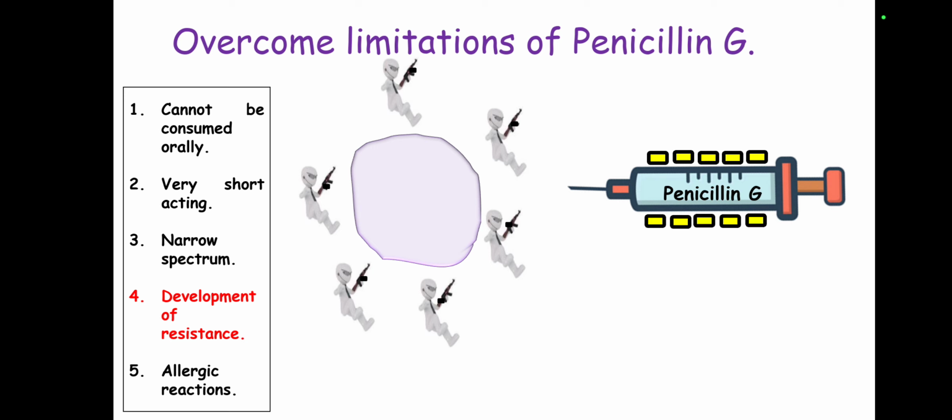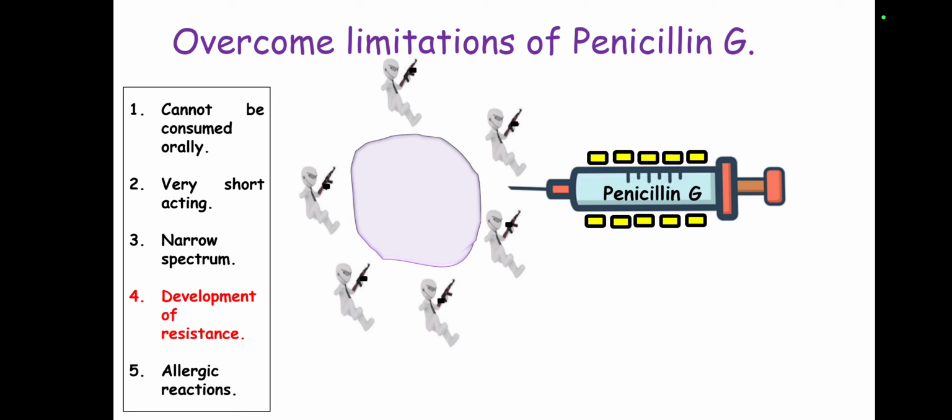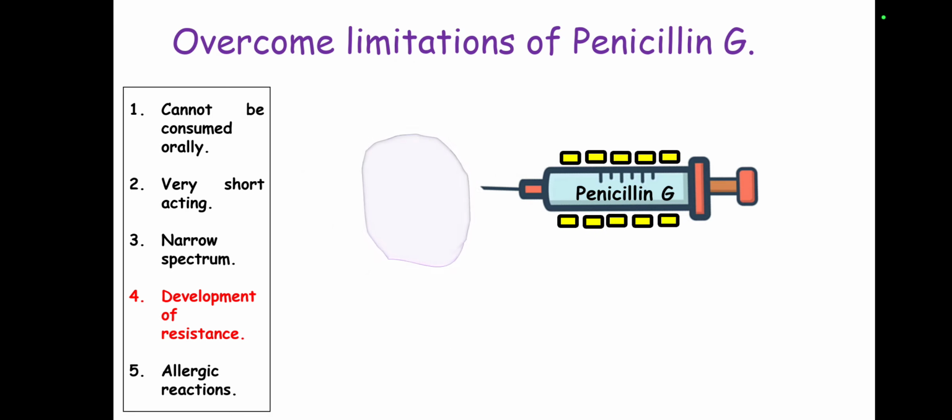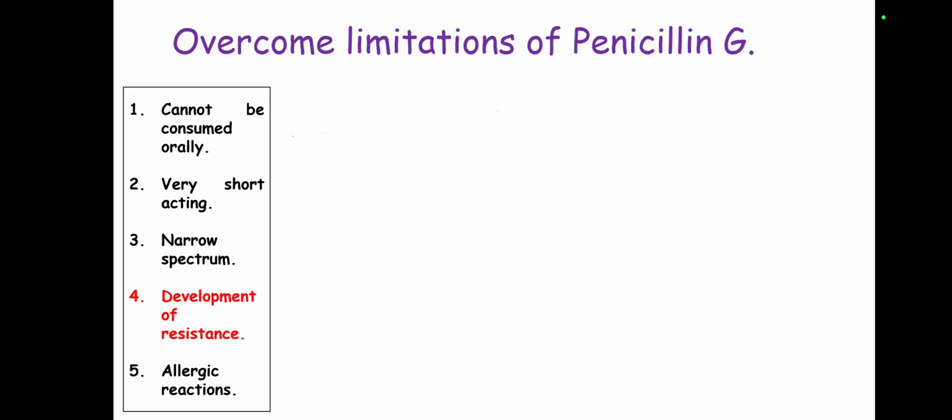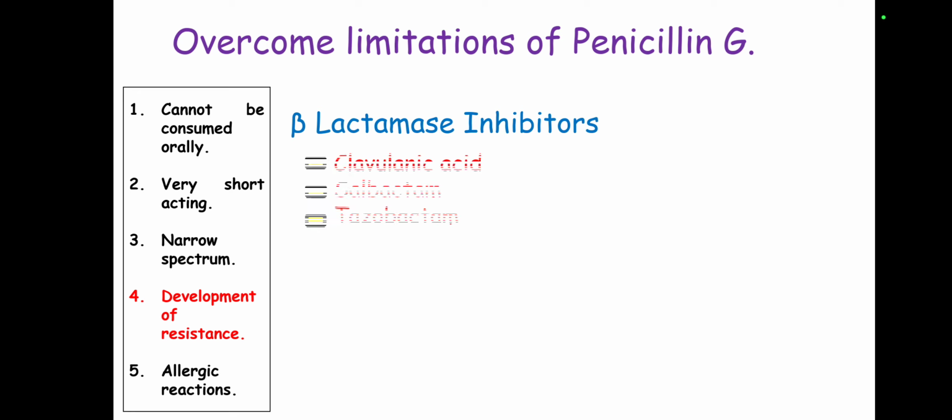Now the bacterial security guards will keep on shooting this penicillin G, but because of the bulletproof jacket, penicillin G will not be killed. Now penicillin G will come to the bacteria and kill the bacteria. And the name of this bulletproof jacket is beta lactamase inhibitor, and the drugs are clavulanic acid, sulbactam and tazobactam.